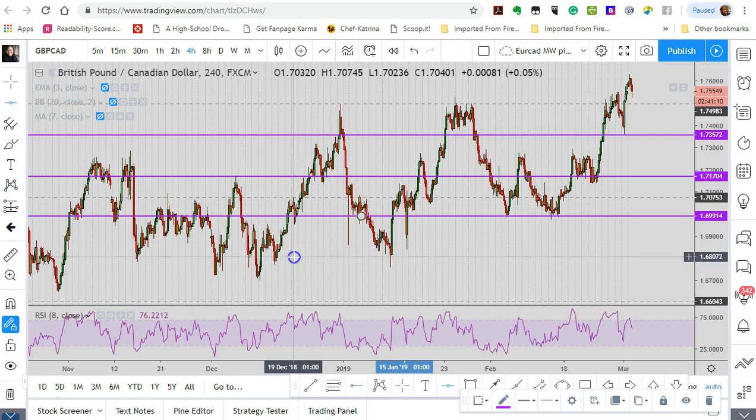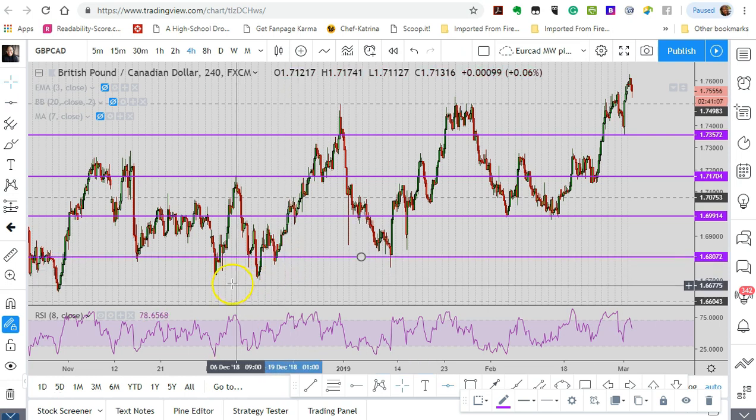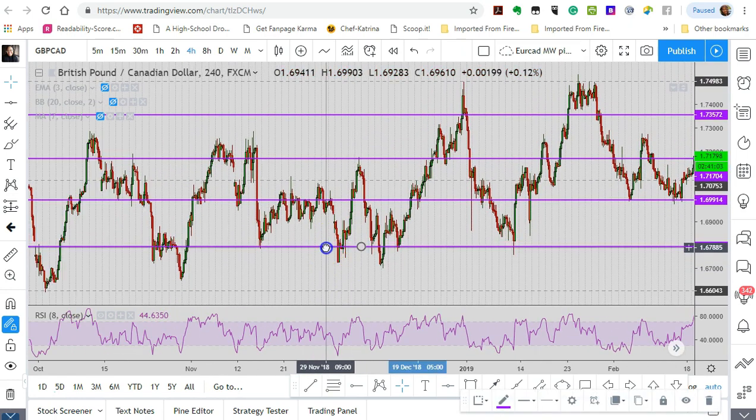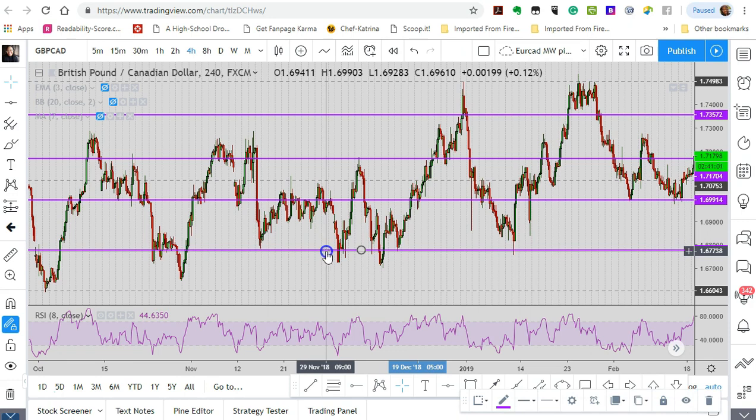Same right here. Reason I say this area too, I may move it down a little further. About right here. There we go. Bottom of this wick shows, look.